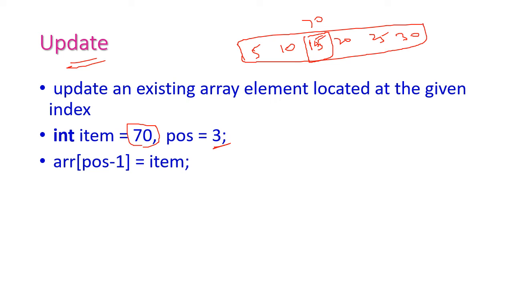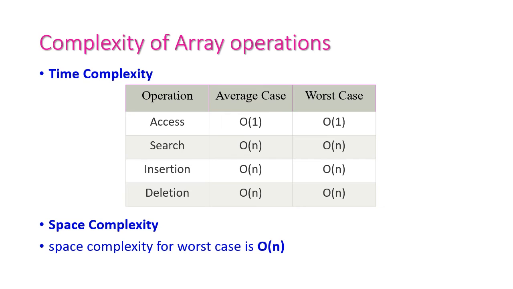So here, position minus 1. That is 3 minus 1, 2. So this is 0, 1, 2. So 2 indicates the third position, array of position minus 1 equal to item. So the 70 is directly stored in the place 3, that is index 2.